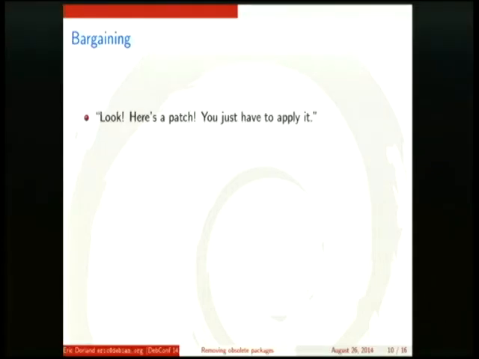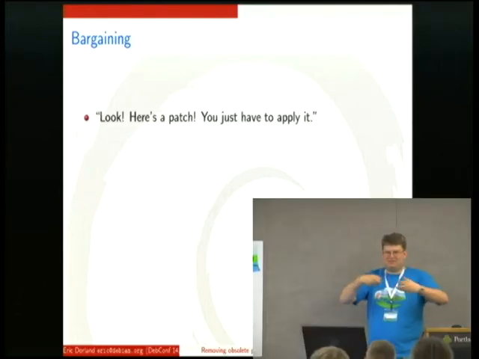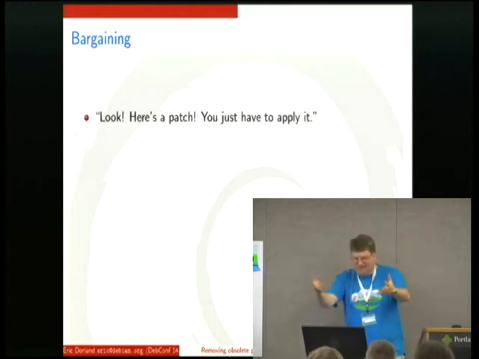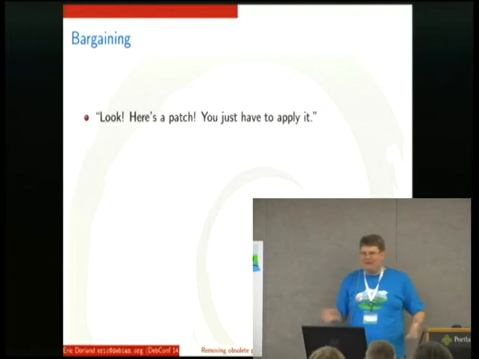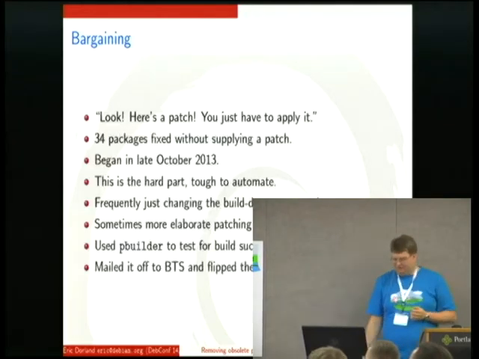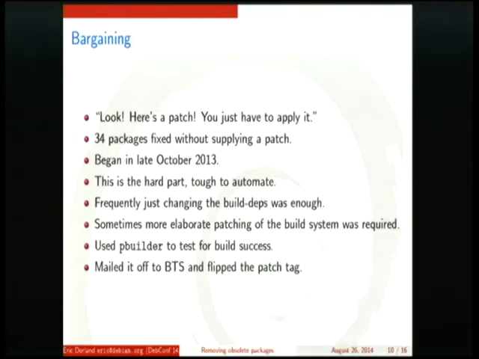All right, so stage 3, bargaining. Okay, so I'm past the anger stage. And now I'm like, okay, I've filed all these bugs, but not much is happening. So let me just fix this for you. I'll give you the exact fix on how to move to the newer version of automake. Here's the patch. Just apply it and upload your package. I've done all the work. I've done all the hard stuff. So before I even did this, 34 packages were fixed without my supplying a patch. I began the patching in late October of 2013.